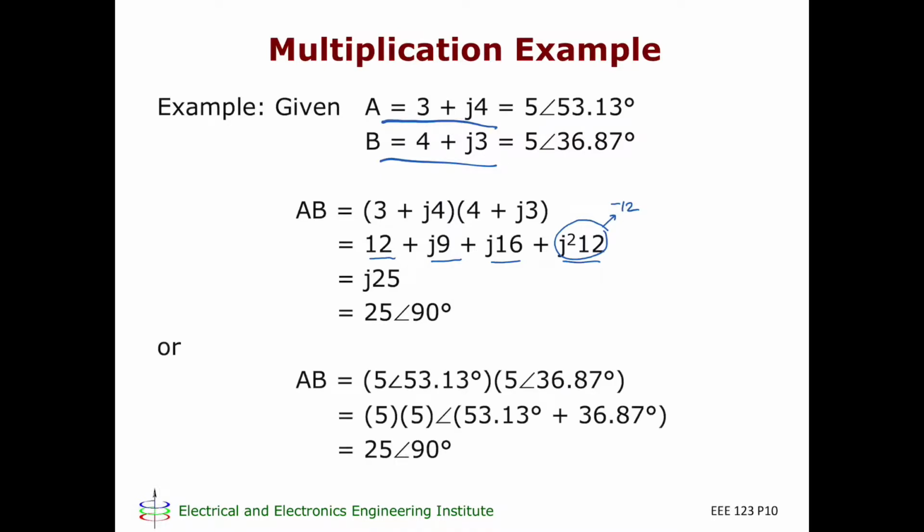If we had done this in polar form, all we would have had to do would be to multiply magnitudes, so that would be 5 times 5 or 25, and add angles, so that would be 53.13 plus 36.87, which is 90. So notice the two results are exactly the same.